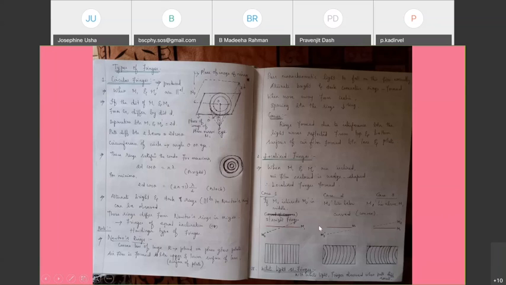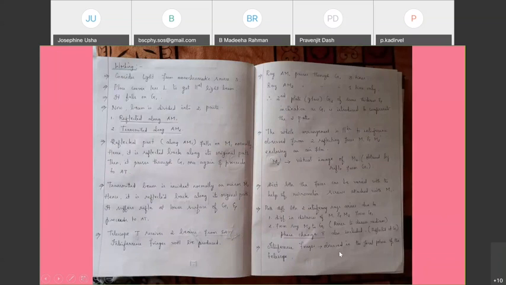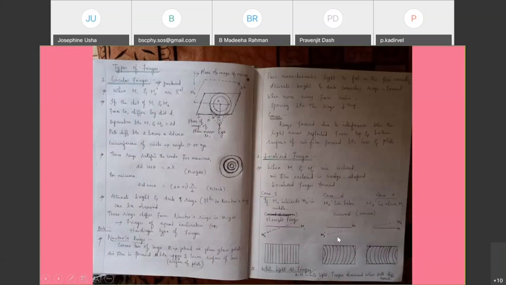Whether the central fringe is dark or white depends upon whether the plate G1 is polished or unpolished. Depending on whether the plate is polished or unpolished, the central fringe will be bright or dark. That's all about the types of fringes.